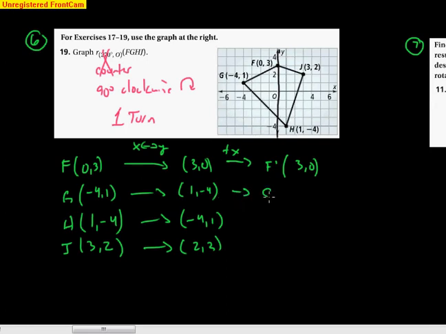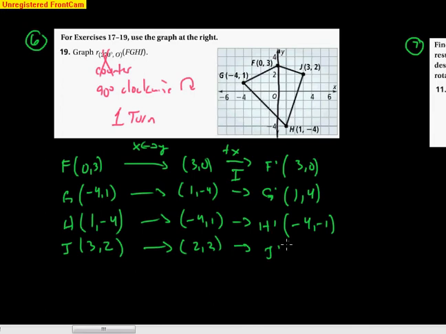Now, where does G prime end up? Well, right now, G is in the second quadrant. It's going to go into the first quadrant, where X and Y are positive. Make your coordinates positive, positive. H prime is going to end up in the third quadrant. And in the third quadrant, X and Y are negative. So make your X and your Y negative.